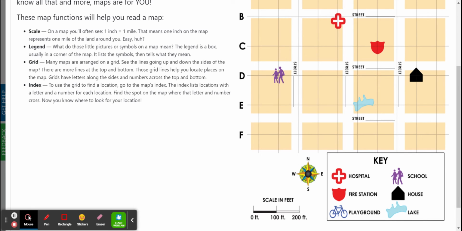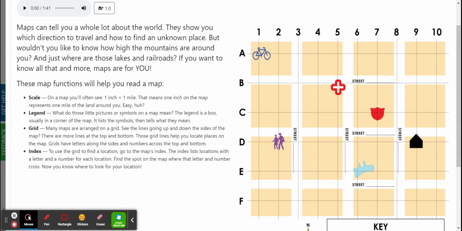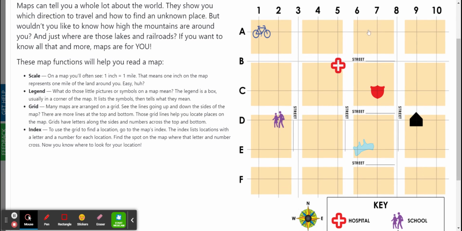And finally, take a look here at the index. It says to use the grid to find a location, go to the map's index. The index lists locations with a letter and a number for each location. Find the spot on the map where the letter and number cross. Now you know where to look for your location. So an index, they don't have one here on this lesson, but it would be a spot where it would tell you where certain things are and what grid points to look at. So if you wanted to know where the hospital was, the index would tell you to look at 5B. That's the idea with an index. Okay?